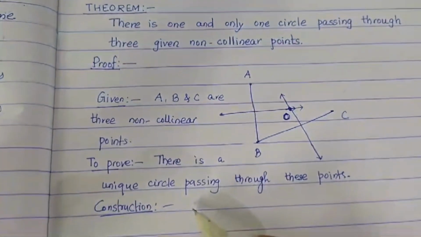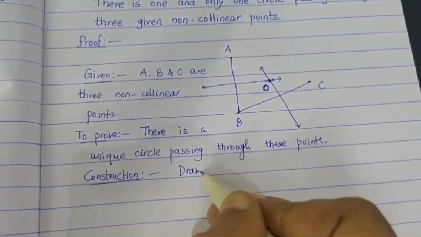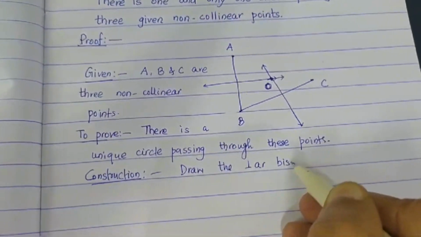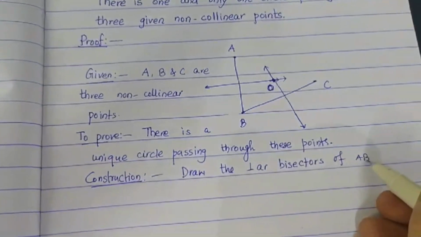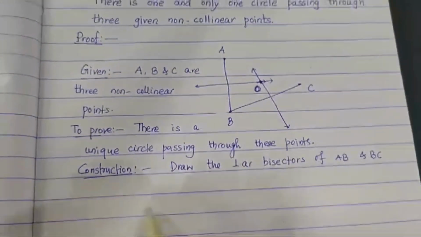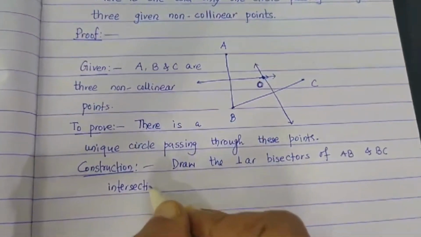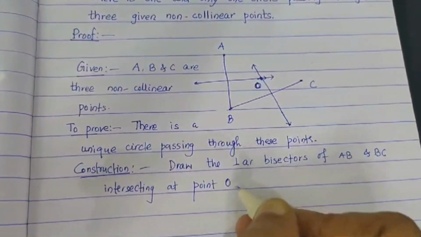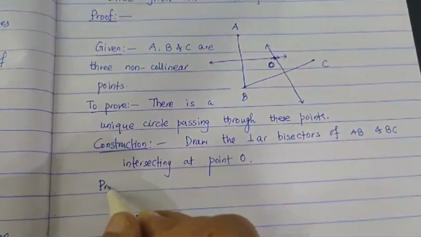So what we will construct: draw the perpendicular bisectors of AB and BC, intersecting at point O. Now let us do the proof.